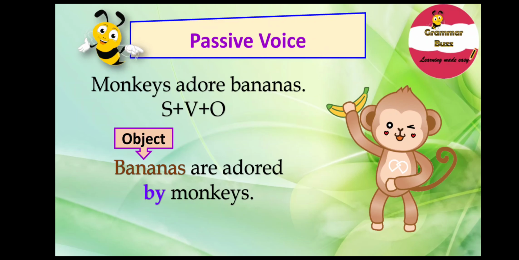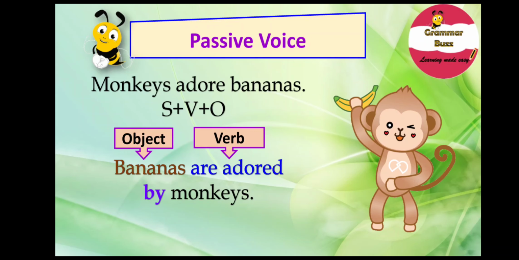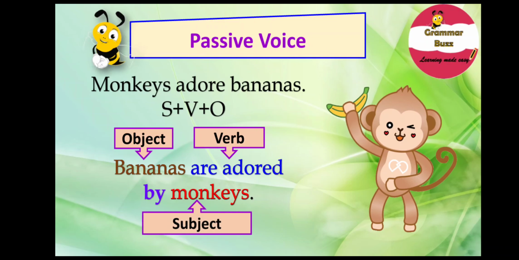So here, bananas are the object and the receiver of the action are adored, and the monkey is the doer of the action. Note, here the focus is on the action. So the sentence is in passive voice. Also, you will note the verb form. What is it? It is are adored.